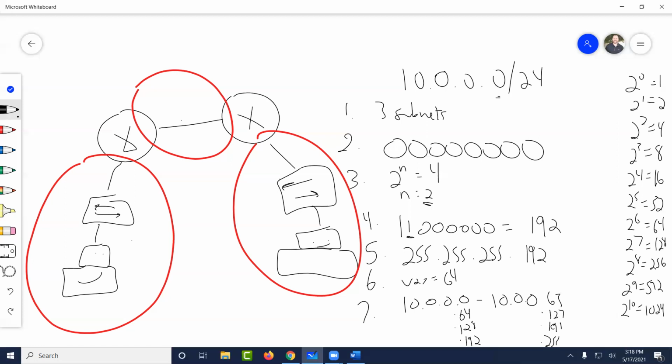You also know that because of our formula, going back to 2 to the h minus 2, which gives us the number of hosts for each one. Remember, this first address is the subnet ID. The last address is the subnet broadcast ID. On this first one, all of the host bits are zeros. Over here, all the host bits are 1s. But now we could actually start assigning IP addresses.